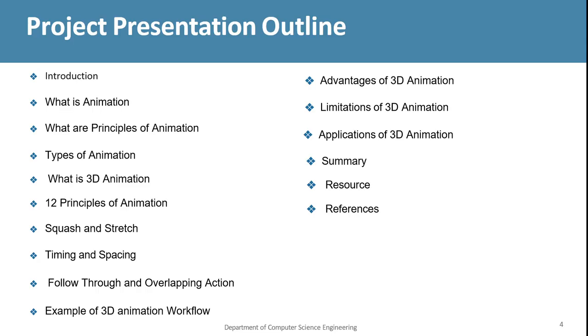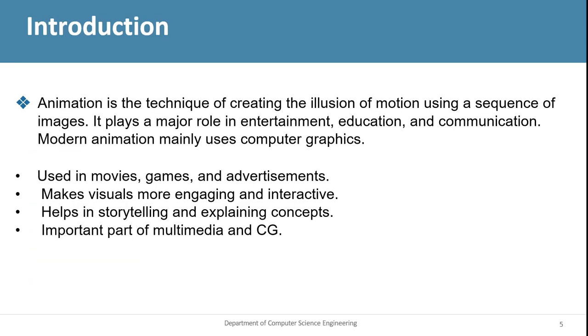Introduction. Animation is the technique of creating the illusion of motion using a sequence of images. It plays a major role in entertainment, education, and communication. Modern animation mainly uses computer graphics. Used in movies, games, and advertisements. Makes visuals more engaging and interactive. Helps in storytelling and explaining concepts. Important part of multimedia and computer graphics.